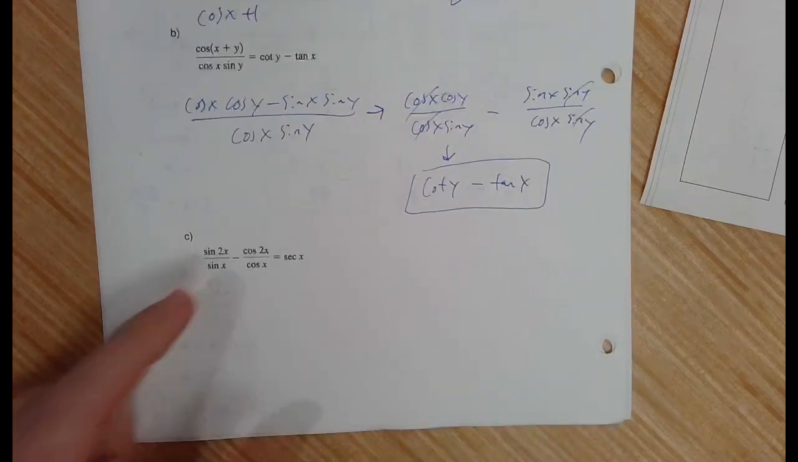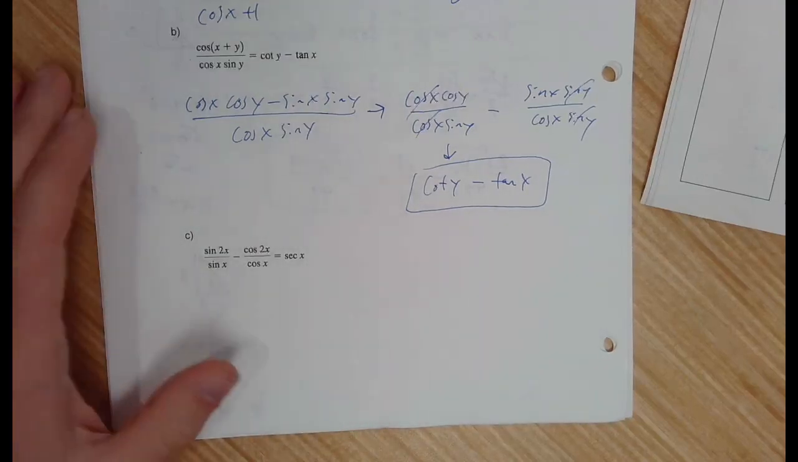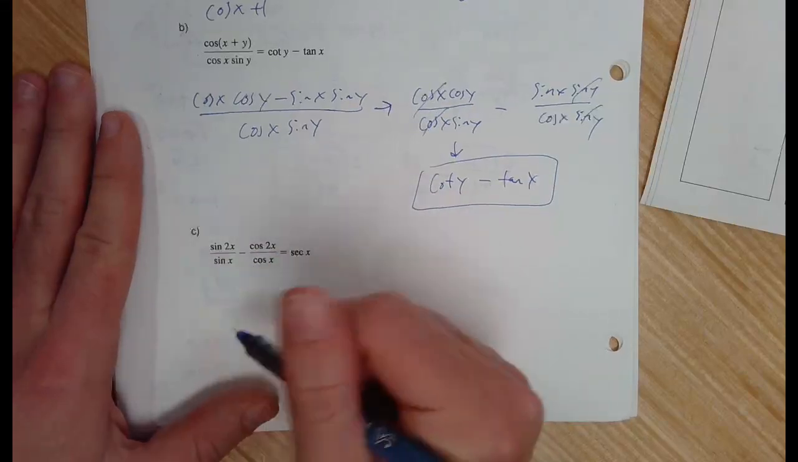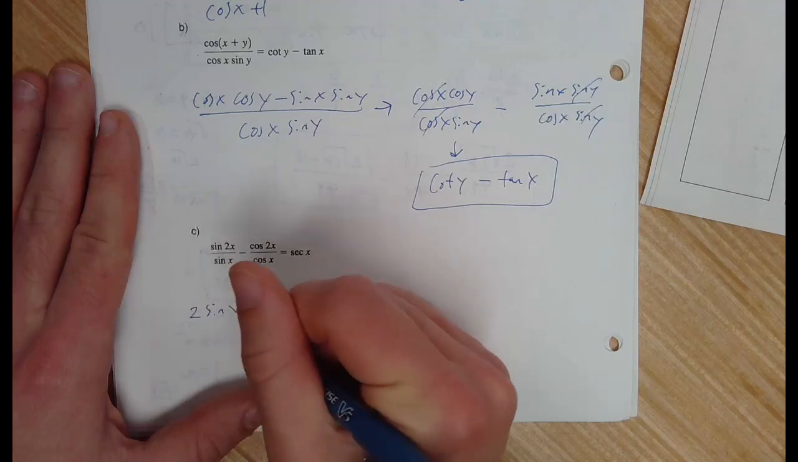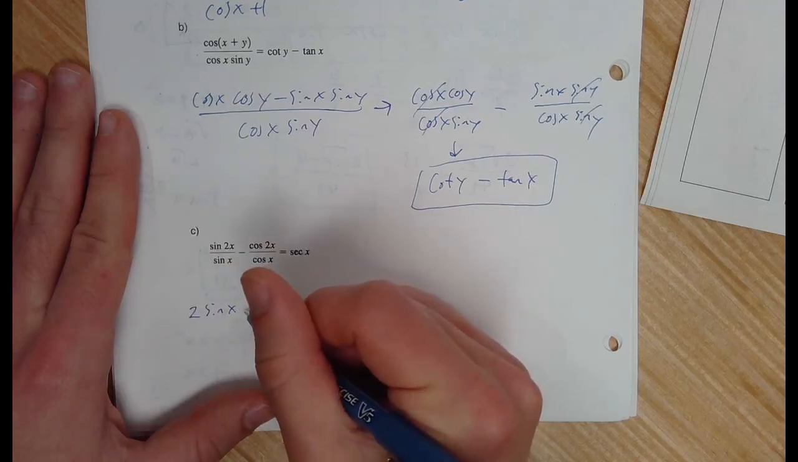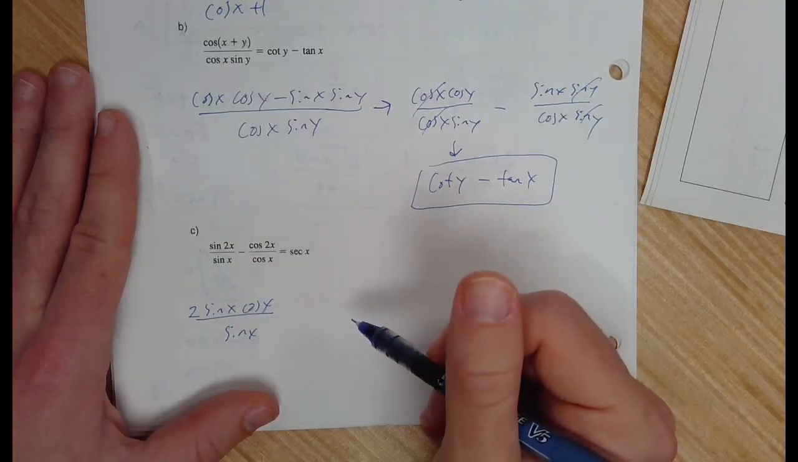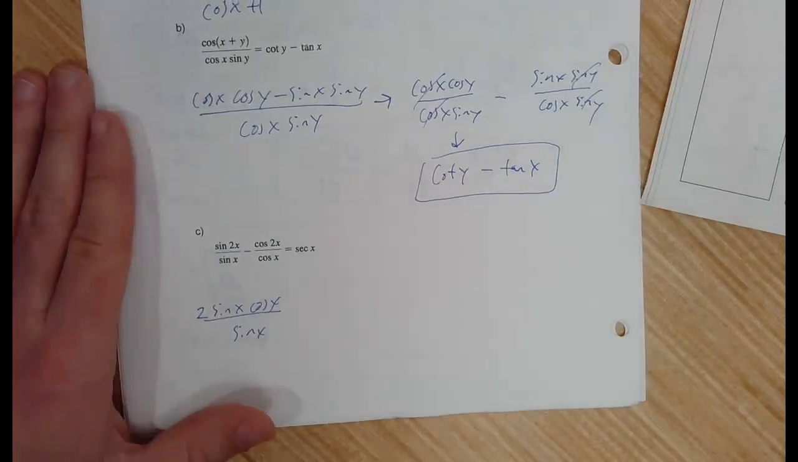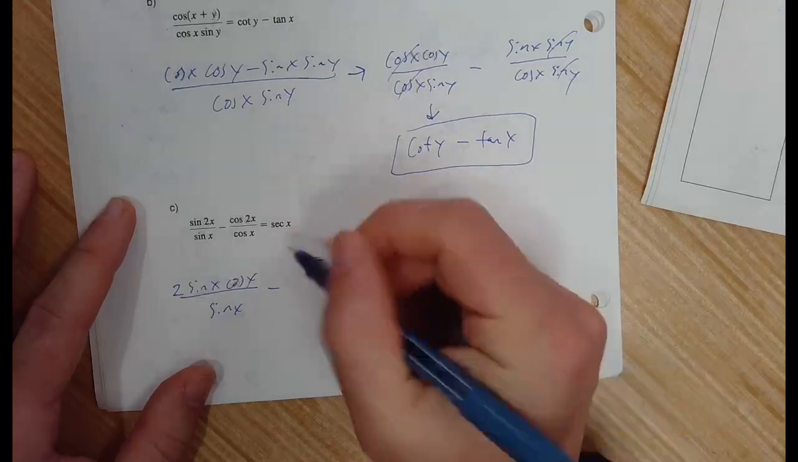Same thing here. When you see a 2x on the inside, use the double angle identity. Use the double angle identity, okay? So again, sine 2x only has one option. It has to be 2 sine x cosine x over sine x. And then on the right side here, we have options for cosine 2x. Since I'm not too sure which one is going to help me the best, I'm just going to choose cosine squared minus sine squared.